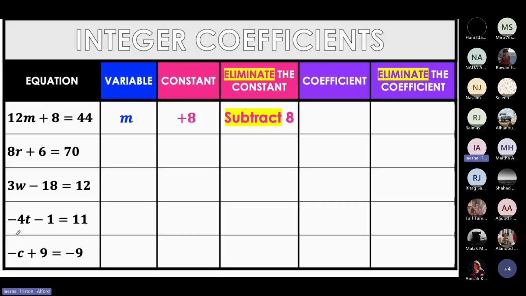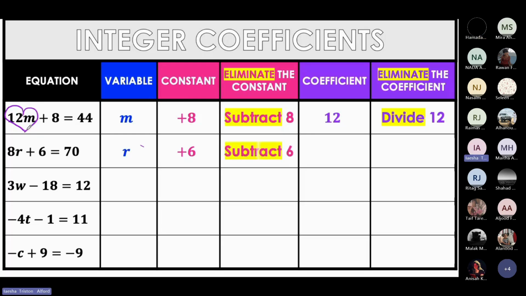What number is your coefficient? Positive 12. The coefficient is used with the variable. So, positive 12. The coefficient, we want to make it positive 1. Divide by positive 12. Good. Next one, variable. R. Constant. Positive 6. We want to make the constant what? 0. How? Subtract 6.